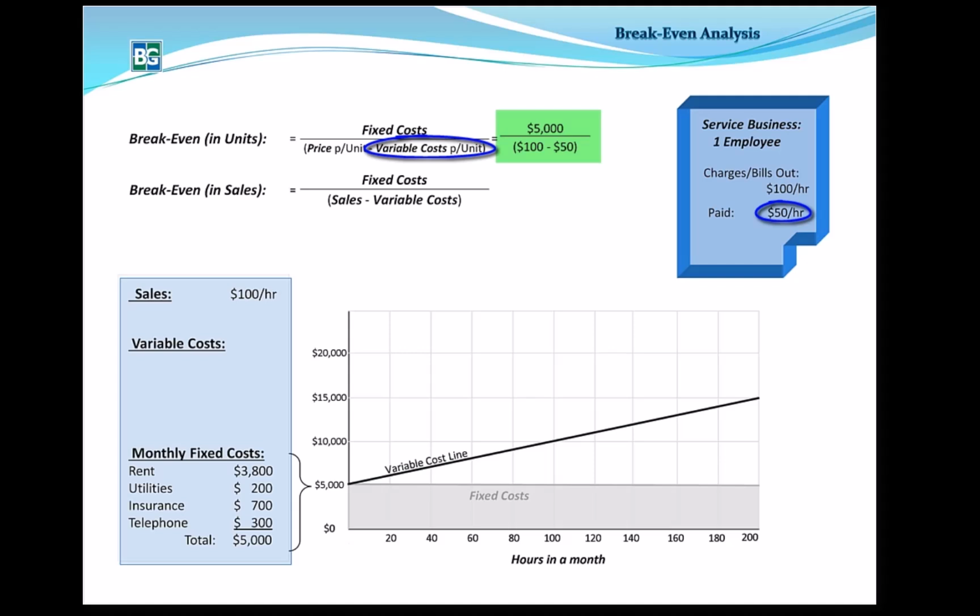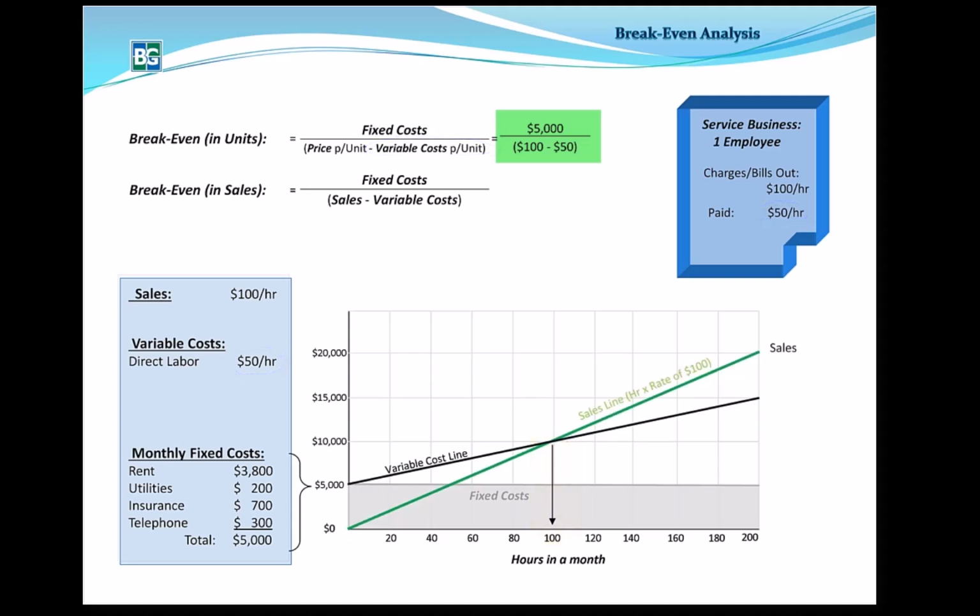In this case, the unit cost is $50, which is paid to the employee per hour. So for every unit or hour worked, the variable cost increases by $50. These two figures calculate the slope of this line. As a test, at 100 hours times $50 an hour, the variable cost increased by $5,000.